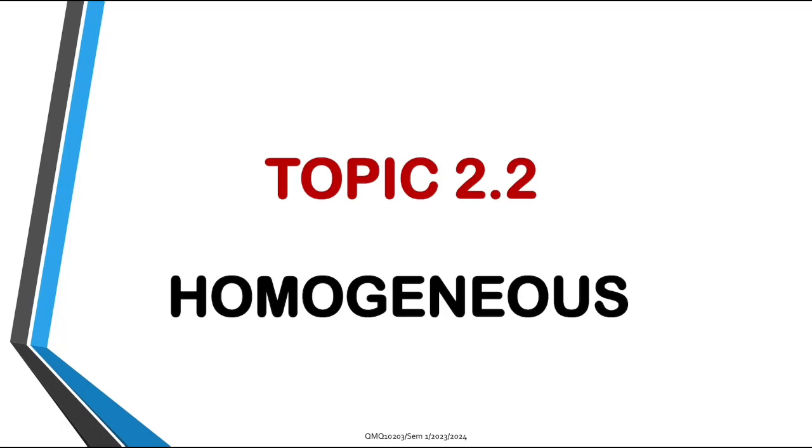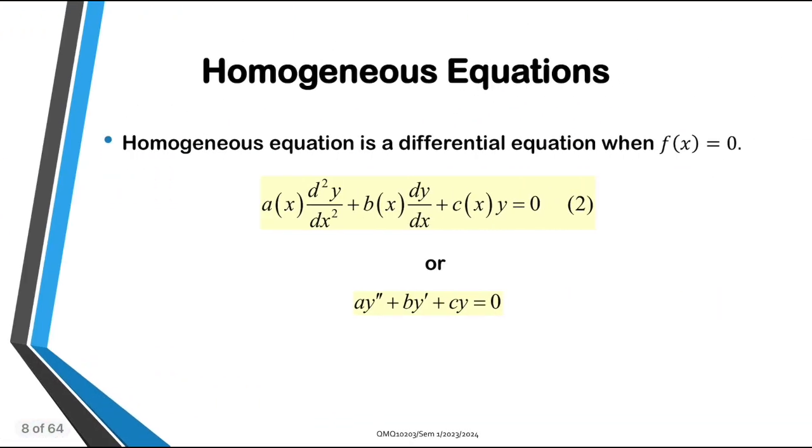Alright, let's see what a homogeneous equation is. A homogeneous equation is a differential equation where f(x) equals 0. So we can write the second order homogeneous differential equation as a(x) d squared y over dx squared plus b(x) dy over dx plus c(x) y equals 0. We call this a homogeneous equation, especially when a(x), b(x), and c(x) are constants, which are numbers.